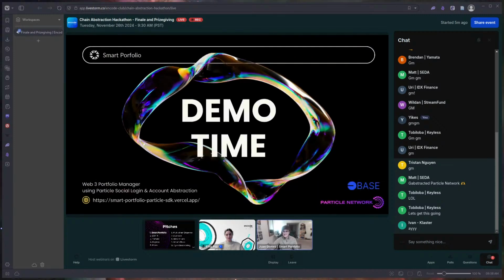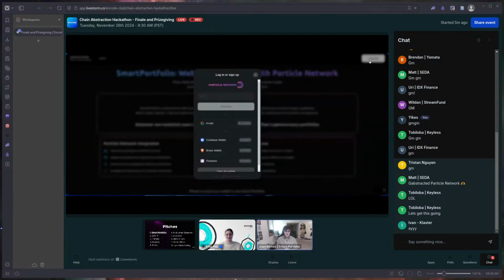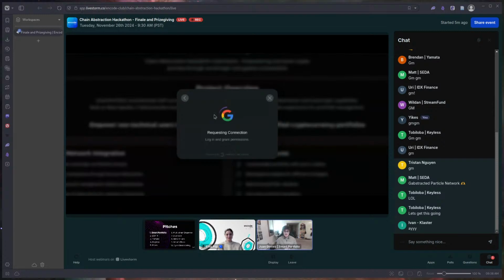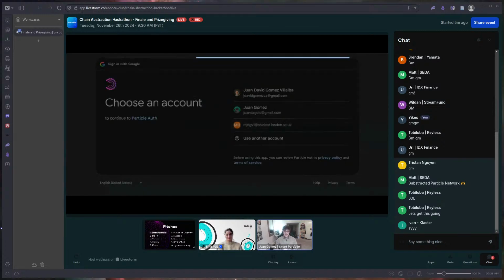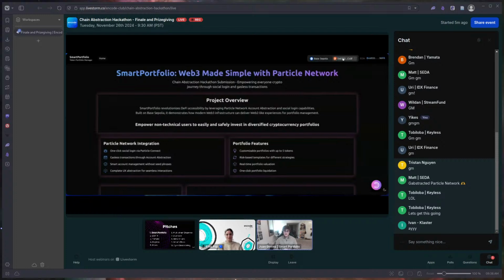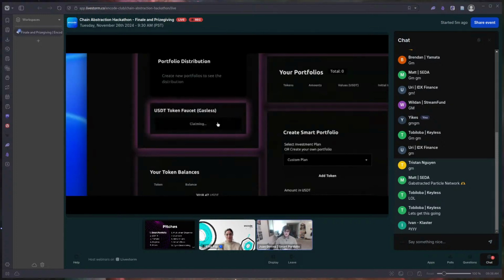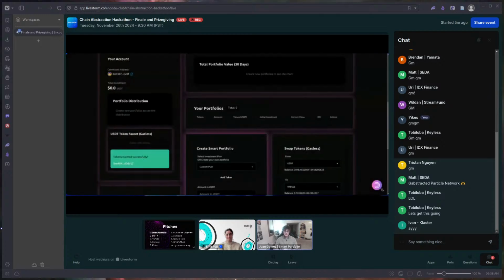Let me show you how easy it is to start investing in crypto with Smart Portfolio. First of all, we're going to just connect. We're going to connect using our Google account. We're going to specify the account that we want to be connected with Particle. We're going to wait for Particle, and this is going to create an external account and a smart account, which we'll be using to interact with the protocol itself. As an example, I added a faucet here, so you can claim tokens and test the app. All you gotta do is confirm the transaction, and everything will work out of the box.